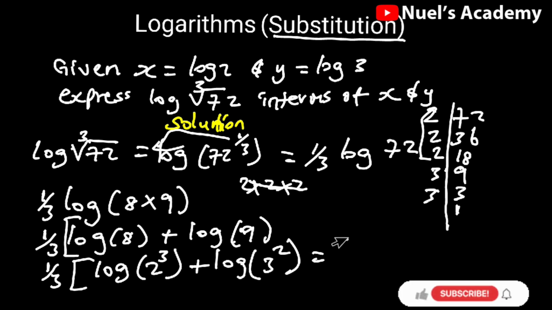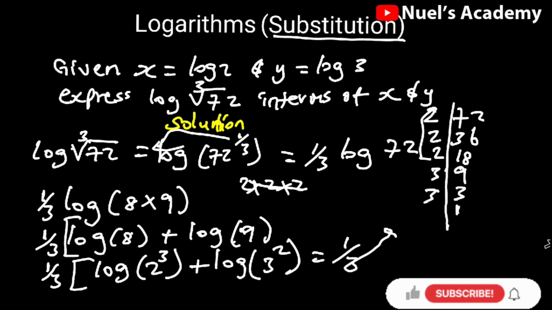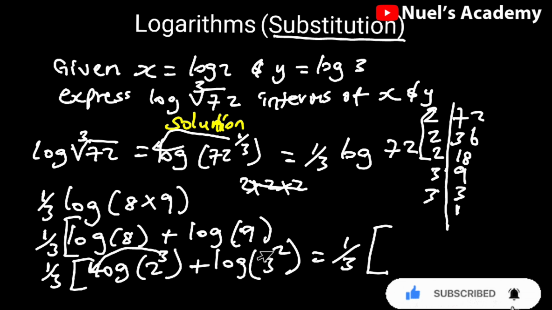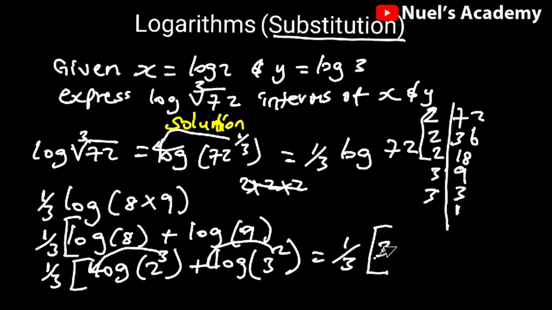So this becomes 1 over 3 into, now I'm going to bring this 3 forward here and then bring these 2 forward here. So we have 3 into log 2, then plus 2 into log 3. So let me make some spaces here.